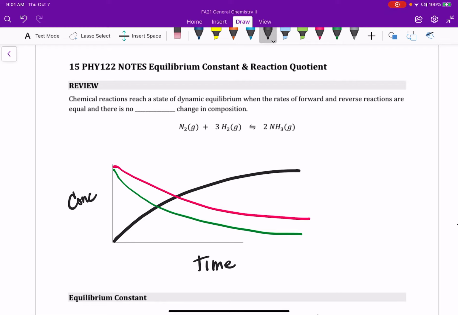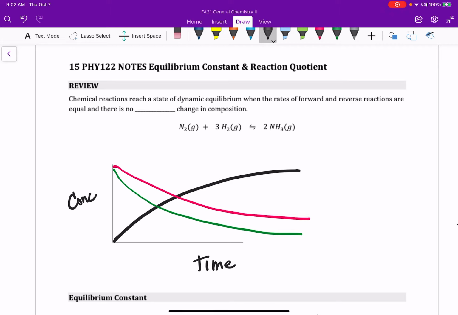We call it a dynamic equilibrium to really emphasize the fact that we're at equilibrium, and equilibrium means that the concentrations are essentially constant for all the substances involved in our reaction. But we call it dynamic equilibrium because the concentrations are constant because the rate of the forward reaction is equal to the rate of the reverse reaction.